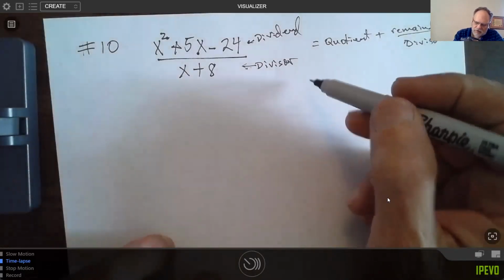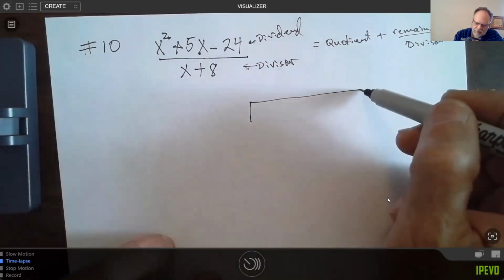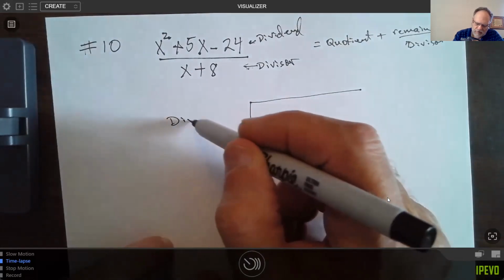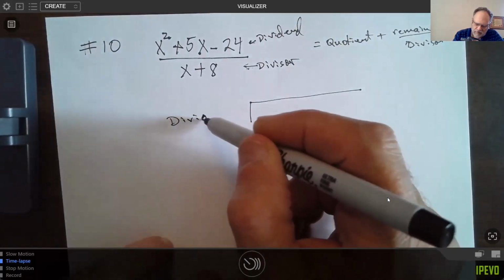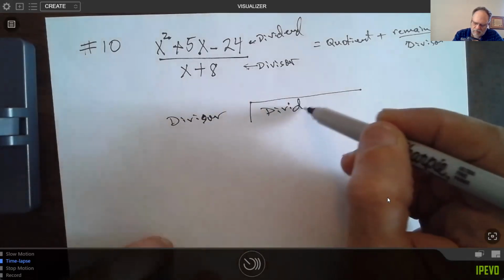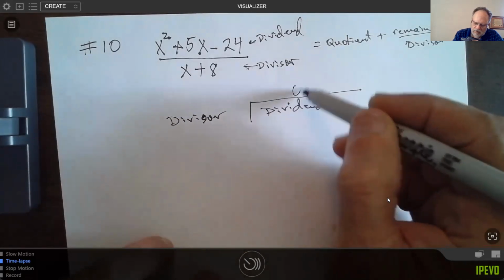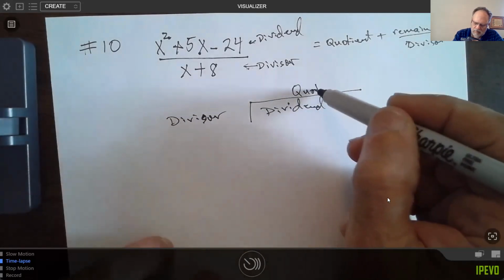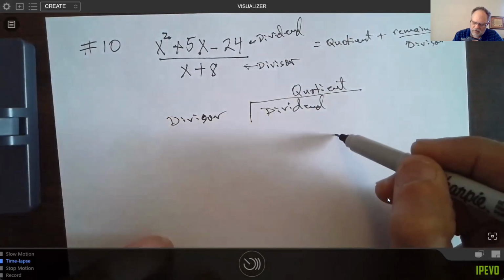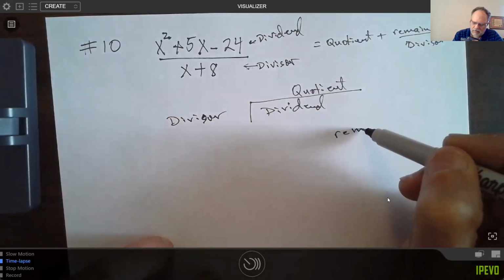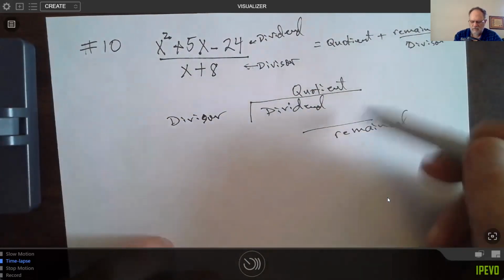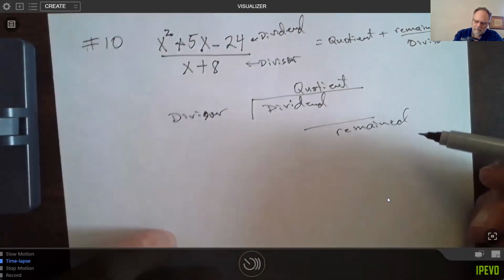So in division, the number outside the division sign, that's our divisor. The dividend goes inside. Quotient, that's our answer, that goes on top. And then the last number, if there's a remainder, that's what's left over after you can't divide anymore.